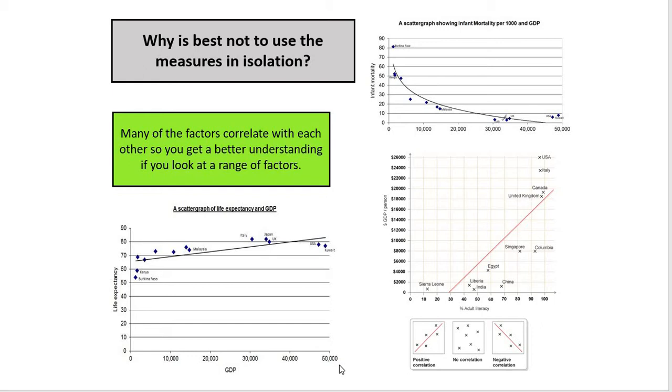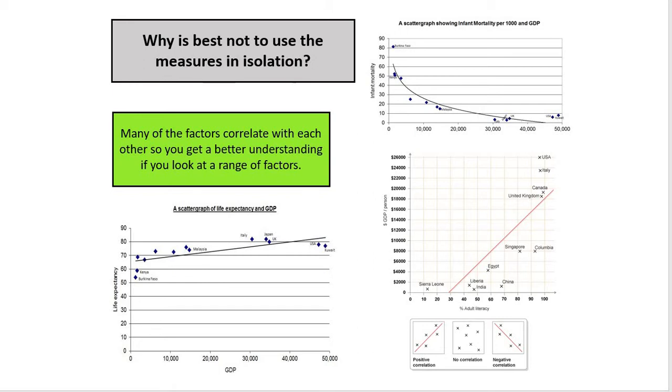If we look at this one showing infant mortality, so the amount of children that are dying before their first birthday, and the relationship that has to the GDP, we can see that as the GDP gets higher, the infant mortality rate comes down, so fewer children are dying. So these measures have a relationship to each other, and because of that, it's better to always try to look at more than one when you are trying to decide what the quality of life is like in a country.